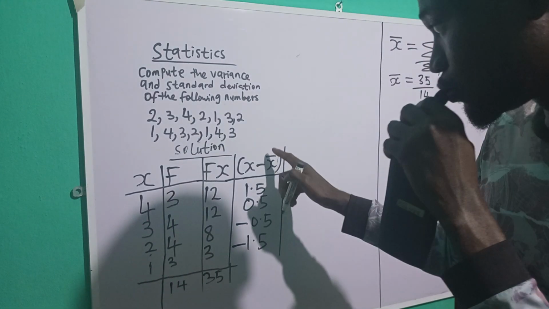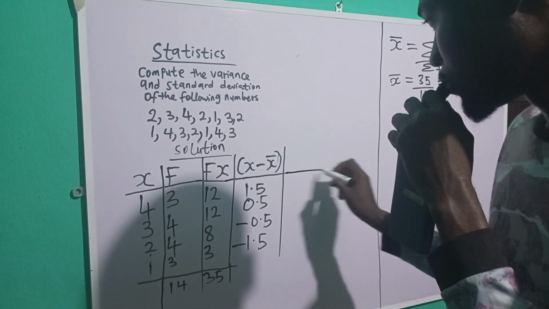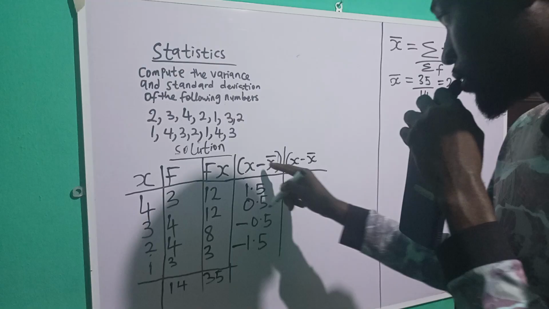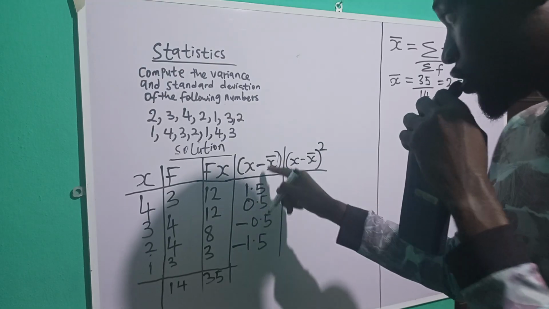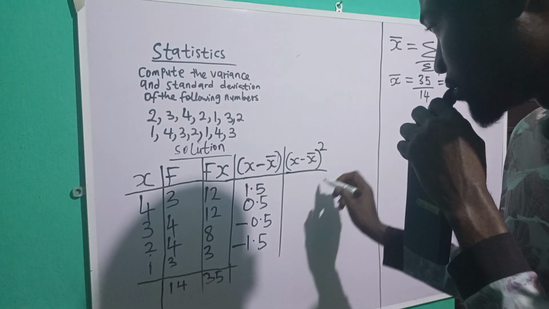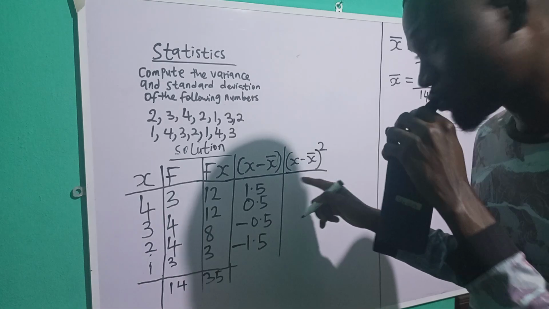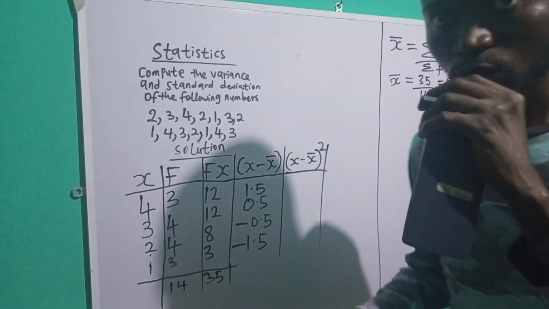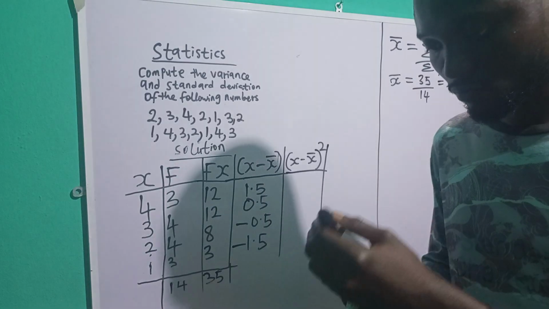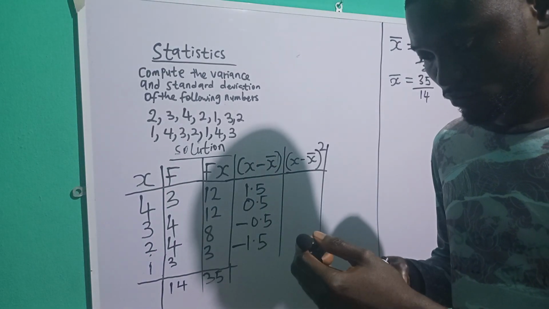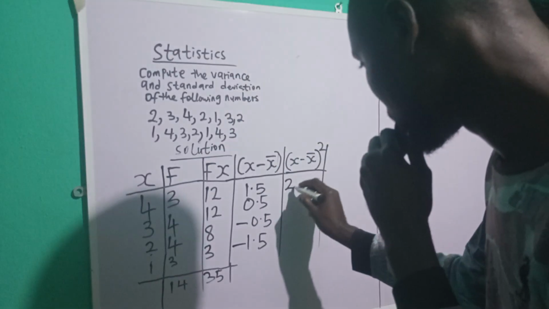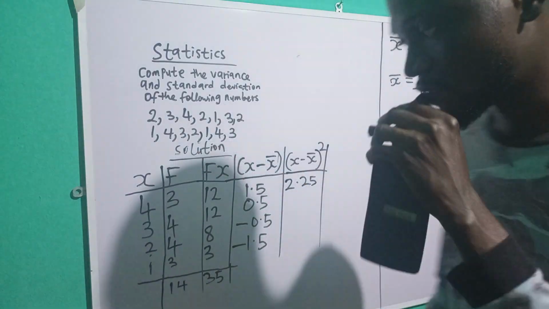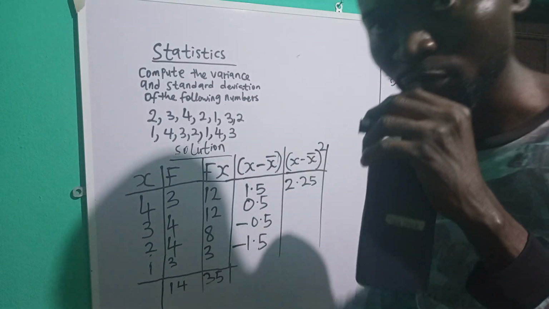So the next one we're going to do is to square this. X minus X bar, squared. We just square what we have here. All the numbers we have here, we raise them to the power of 2. So that means 1.5 raised to the power 2. 1.5 squared is what? 2.25. Please, any number raised to the power of 2 is that number multiplied by itself, just like saying 1.5 times 1.5.